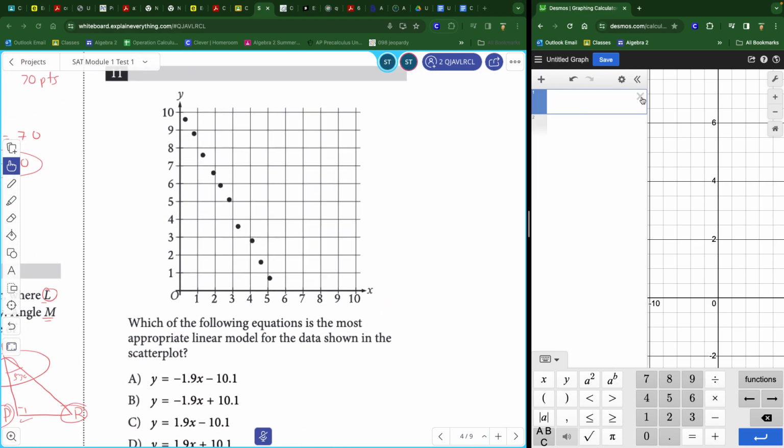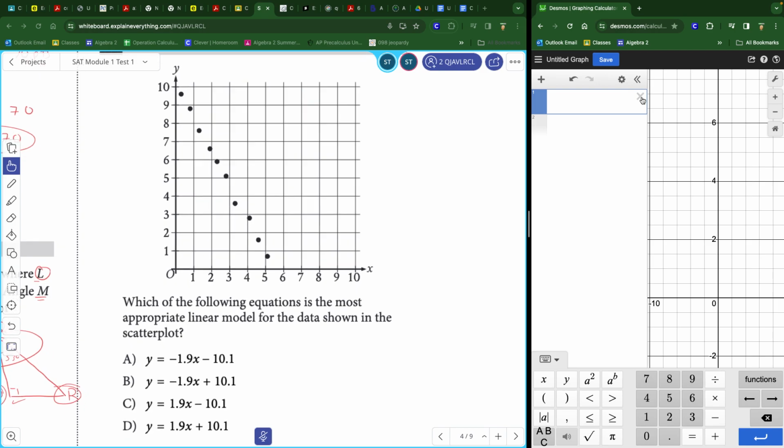Problem 11 here. We've got a bunch of points here. It looks like they make a nice straight line. So this would be like a linear regression we do. There may be a little curviness to it. If we look down here at our choices, though, we can see, yeah, these are all linear. Most appropriate linear model for this scatter plot.